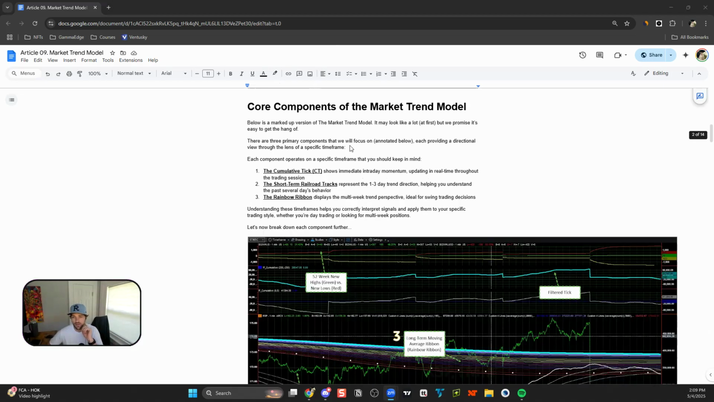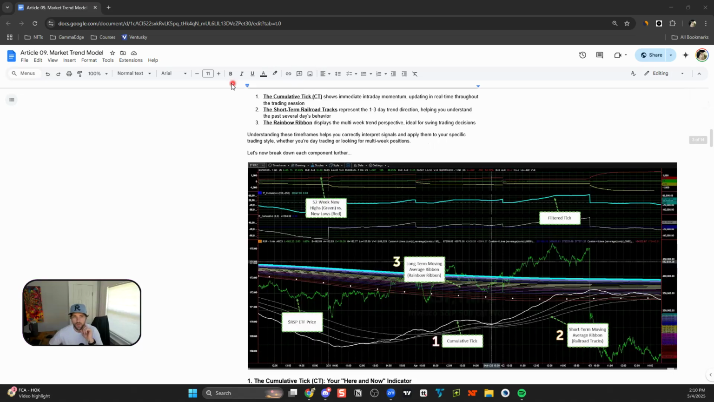And so now getting into the core components of the market trend model, there are three. We have the cumulative tick, which is a measure of intraday momentum, and this updates in real time. So in this chart, I have the tick marks down here correlated with each of these up here. The cumulative tick is the bold white line here.